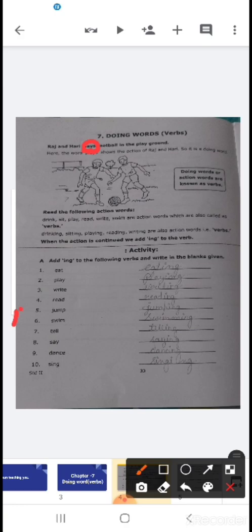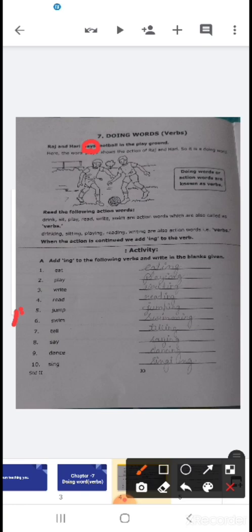Okay, so read the following action words. See in your books: drink, sit, play, read, write, swim are action words. These are all our action words, which are also known as verbs. Drinking, sitting, playing, reading, writing are also action words. That is, they are verbs.